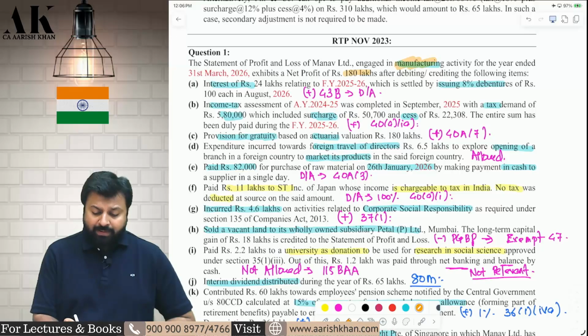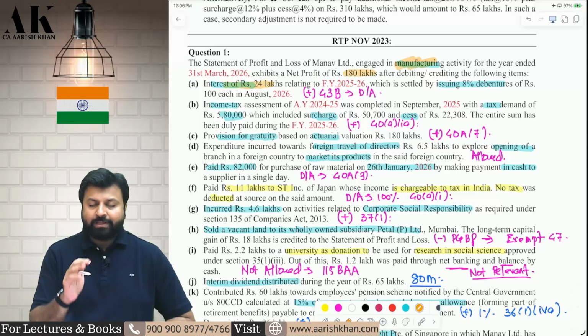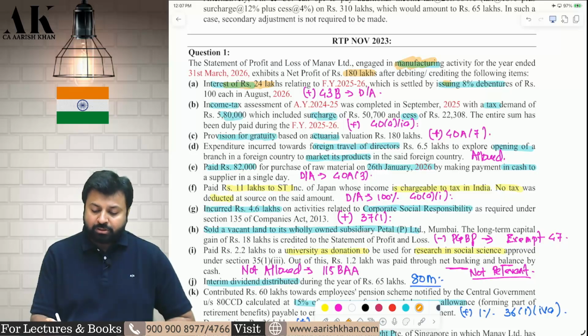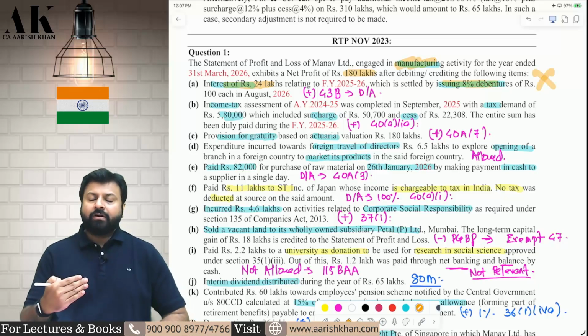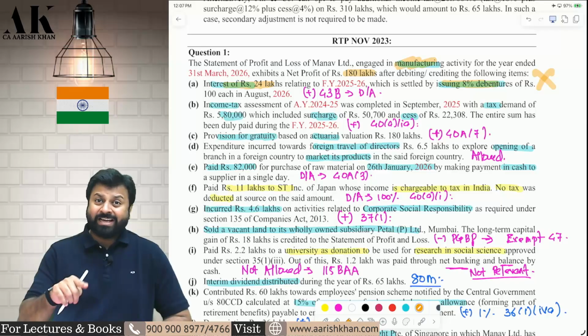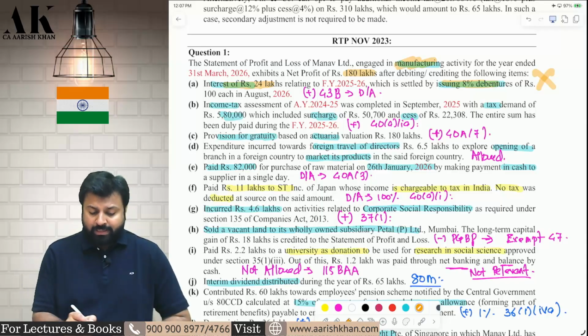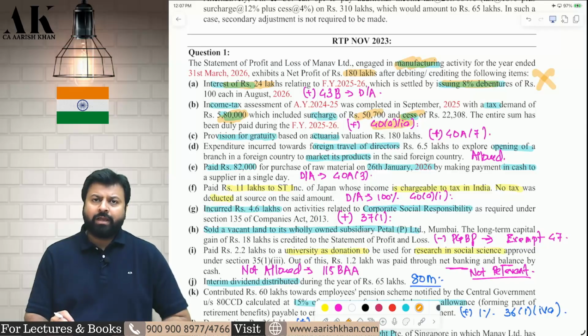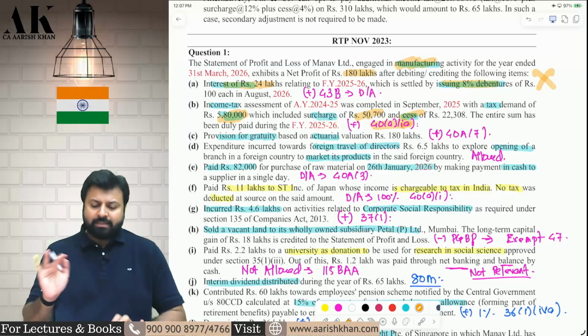The profit of the Manav Limited is 180 lakhs. Again, here there is some outstanding interest of 24 lakhs. Now they are trying to discharge that outstanding interest by issuing 8% debenture, not allowed. Conversion of outstanding interest into a new loan or into a debenture or into a bond is not allowed. But if you convert that into equity share, it is allowed as a deduction, which I have told you earlier. Then there is some income tax demand of 5,80,000 that will be disallowed. Even surcharge is disallowed. Even cess is disallowed under section 40A(1). Okay, 40A(2), sorry, not 40A(1)(a). Income tax including surcharge and cess is disallowed.